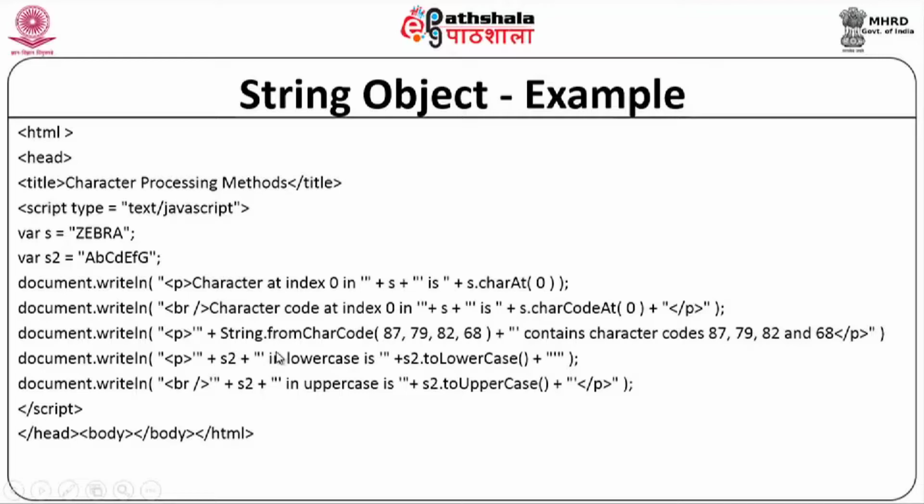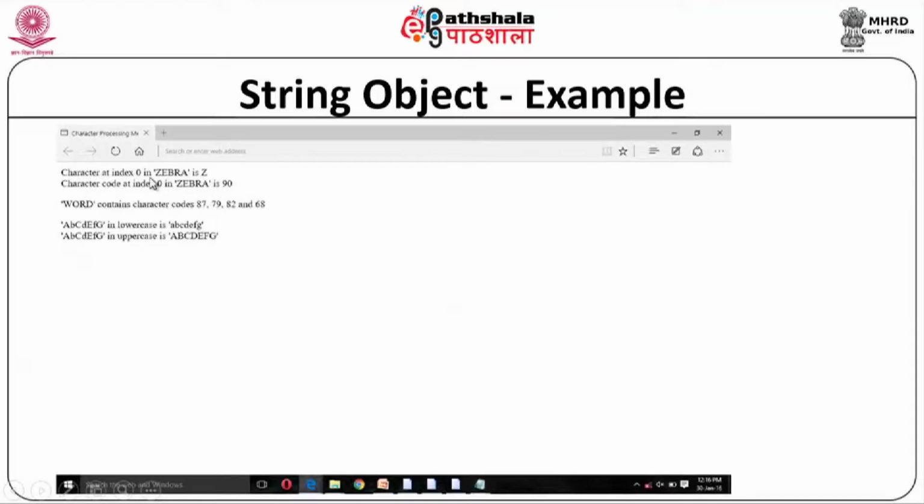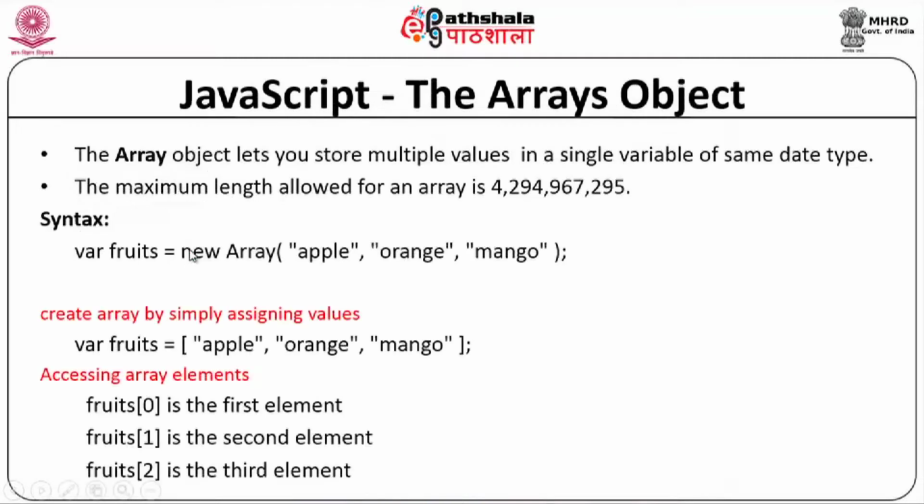And similarly, you have seen that there is a function, called a method, not a function, you call it as a method. So, you had a method like fromCharCode. So, this contains codes, this would be printed because the string has got the character code, and then you can convert a string to lowercase and you can also convert a string to uppercase. So, now you can see the character at the 0th index, the character code of Z, and then the word contains character codes, and then you are trying to convert it to lowercase and you are trying to convert a string to uppercase.